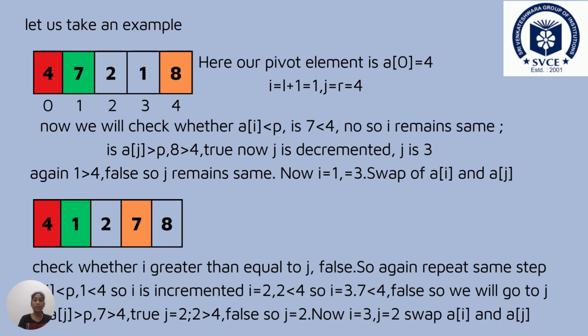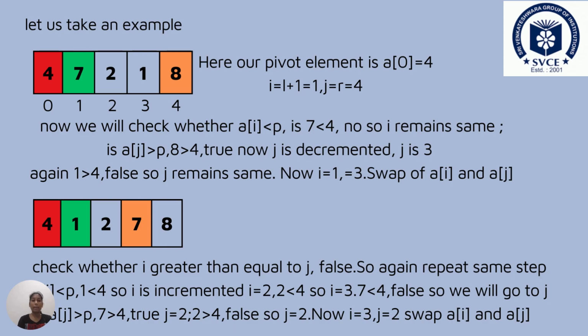Now again we should check whether I is greater than or equal to J or not. I is 1, J is 3. 1 is not greater than or equal to 3. So again we have to repeat the same step. Again we check whether A of I is less than the pivot element. 1 is less than 4. Yes, it's true. So I is incremented to 2. Next, 2 is less than 4. So I is incremented to 3. And next, we check 7 less than 4. It's not true. So we will go to the J part.